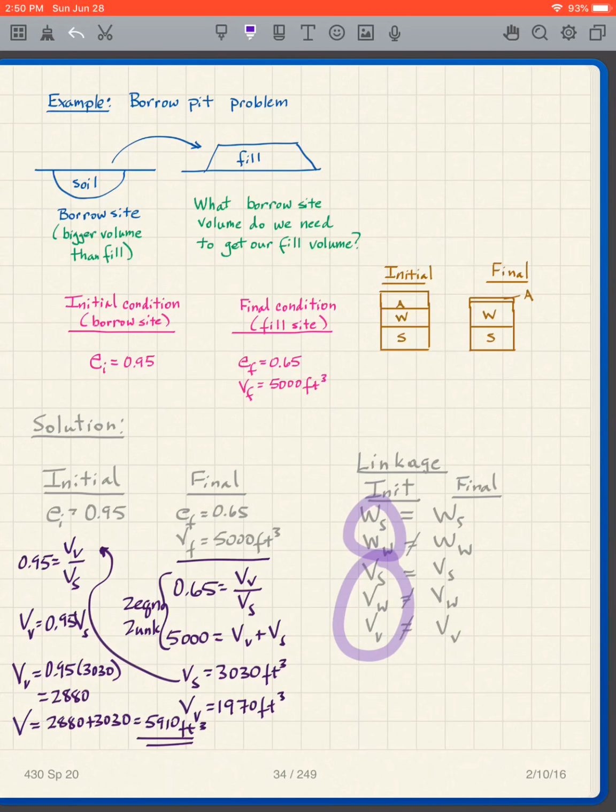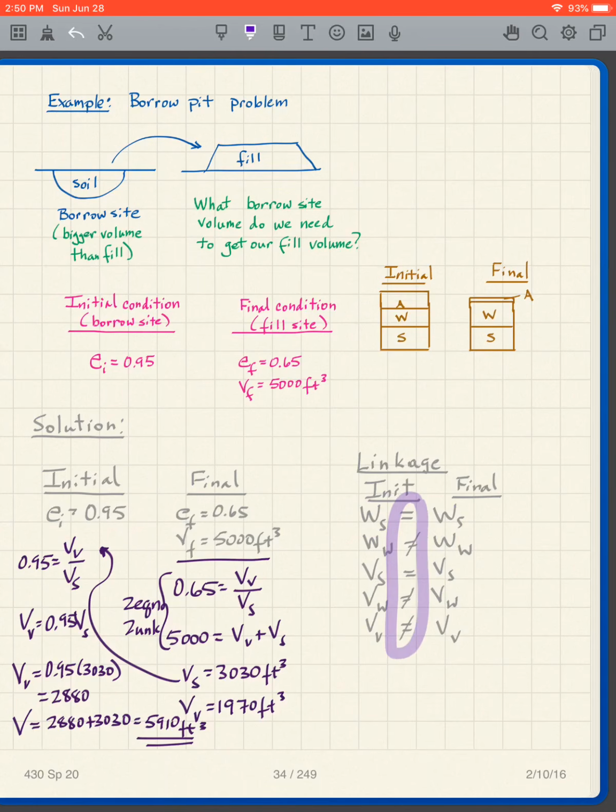So I want to list all of those. So the way to do this is listed: weight of the solids, weight of the water, volume of solids, volume of the water, volume of the voids. And then I put the same thing over here, and then I just decide, do I have an equal sign or do I have a not equal sign?